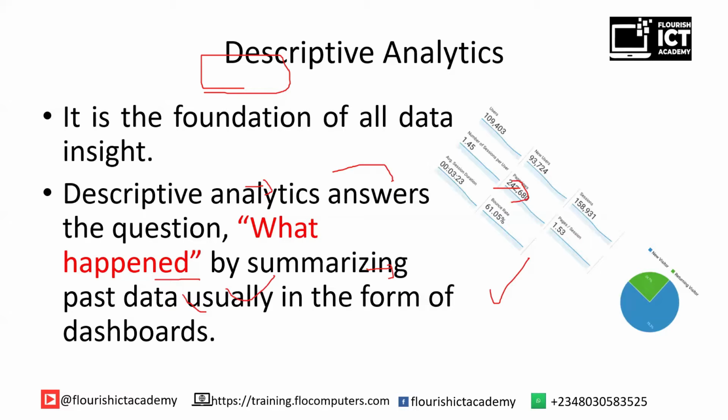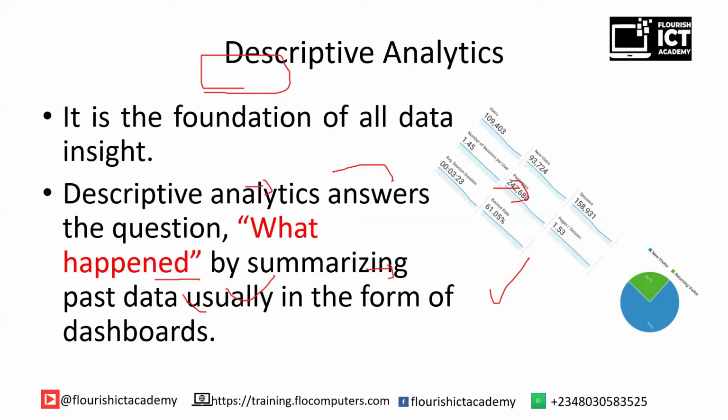And how does it do that? It uses the past data. That means if you don't have a record of data, there is no way you can perform what you call descriptive analytics. You can't, because it uses the past data, summarizing the past data. So descriptive analytics uses the past data to understand what has already happened. Because it's from the past data that you can answer the question of what happened. That is where you can summarize the past data and know what exactly happened.